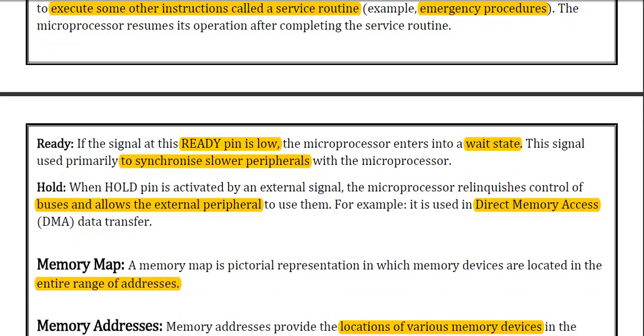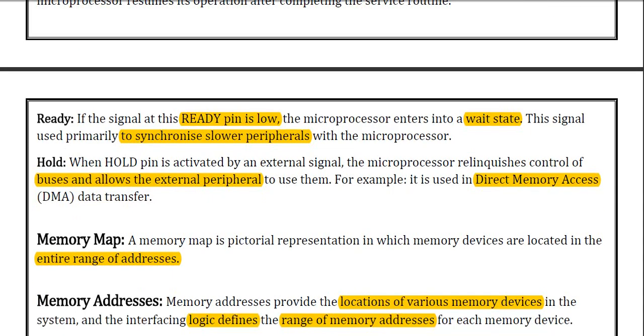Now the hold section. In the hold section, the buses allow the external peripherals to use them, for example, direct memory access. If a peripheral wants to access the memory directly, then the hold function will occur. When the hold function occurs, the CPU is held and direct memory access is granted to the peripheral device.